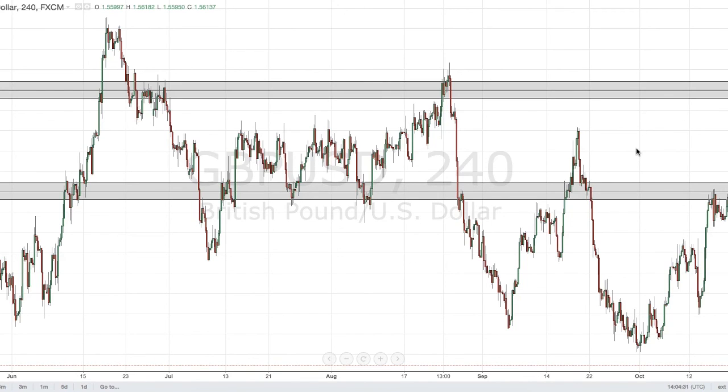It's something that works well for us, and once you learn how to plot these onto a chart, it's a really, really useful tool.